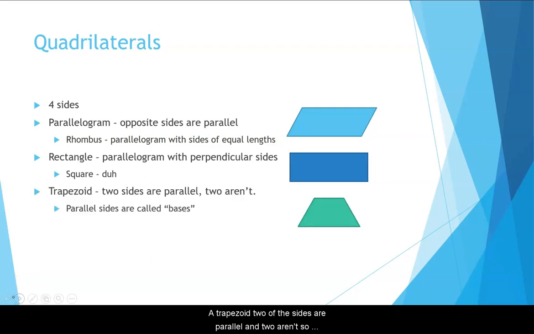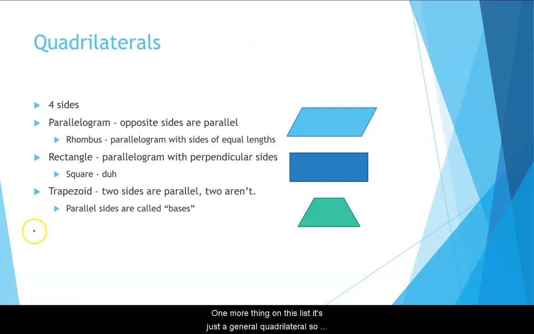A trapezoid has two of the sides parallel and two that aren't. So in this case, the top and the bottom are both parallel, but the sides aren't. We could actually turn that on its side. That would still be a trapezoid. It would just be the left and right sides would be parallel and the top and bottom wouldn't be. The two parallel sides are called the bases.